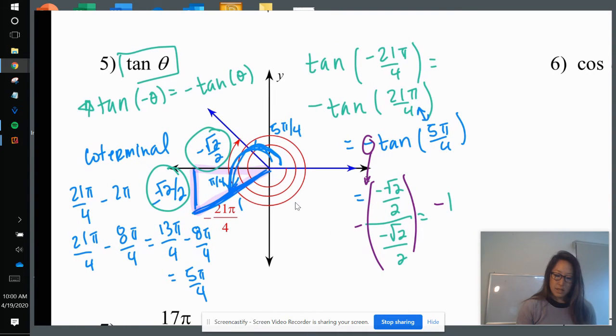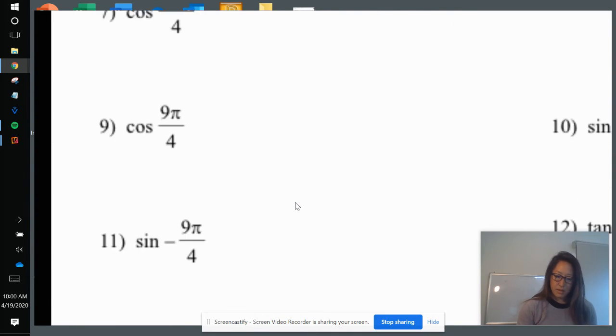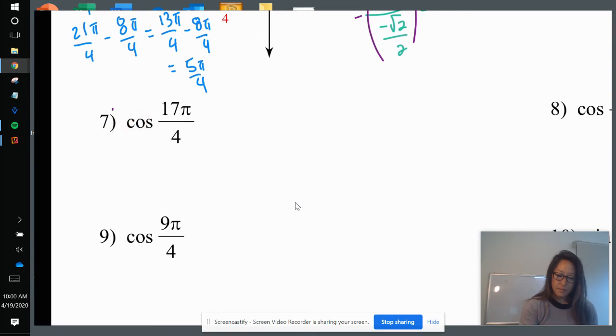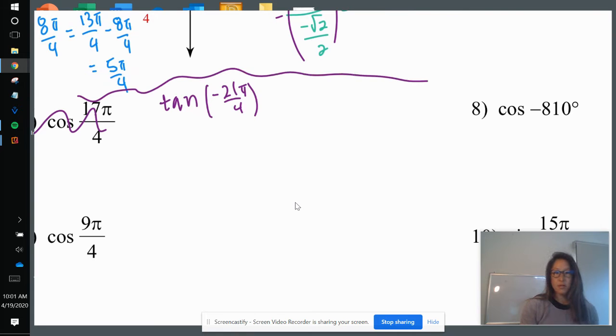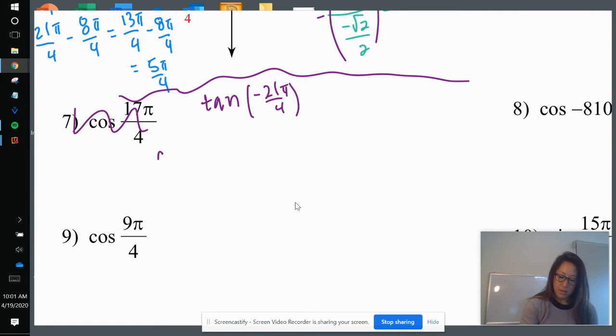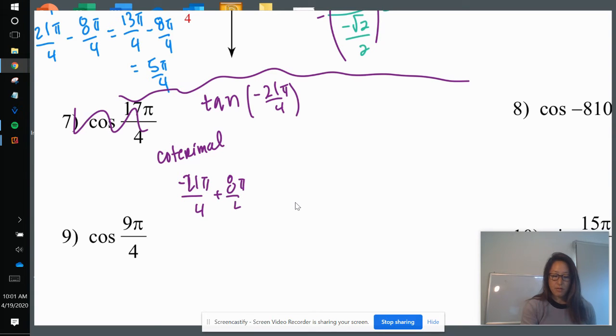So tangent of negative 21, ignore this. Okay, so here's another way. Tangent of negative 21 pi over 4. This time I'm not going to use my even odd function rules. I'm just going to find a coterminal angle. Okay, so negative 21 pi over 4. Since that's negative and I want to get into the first positive full rotation, I'm going to add 8 pi over 4, giving me negative 21 plus 8.